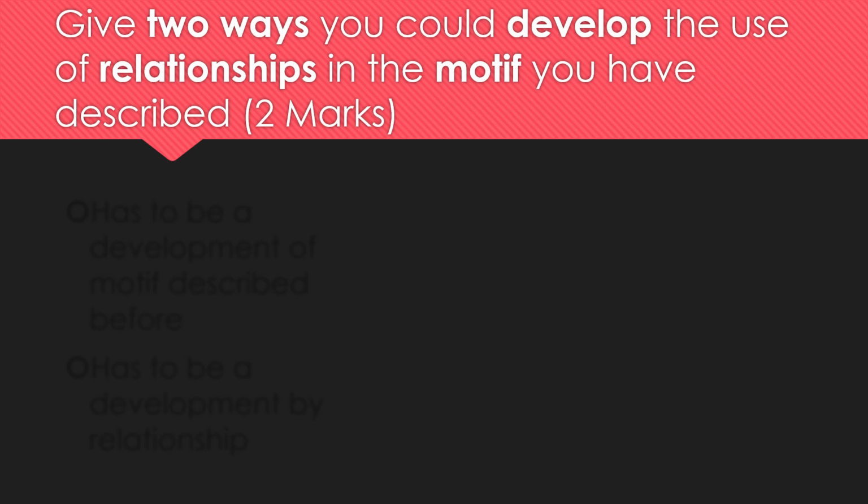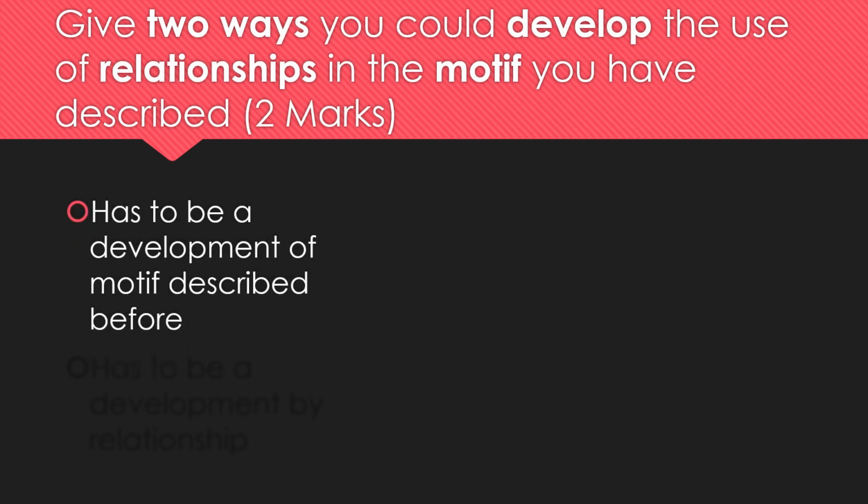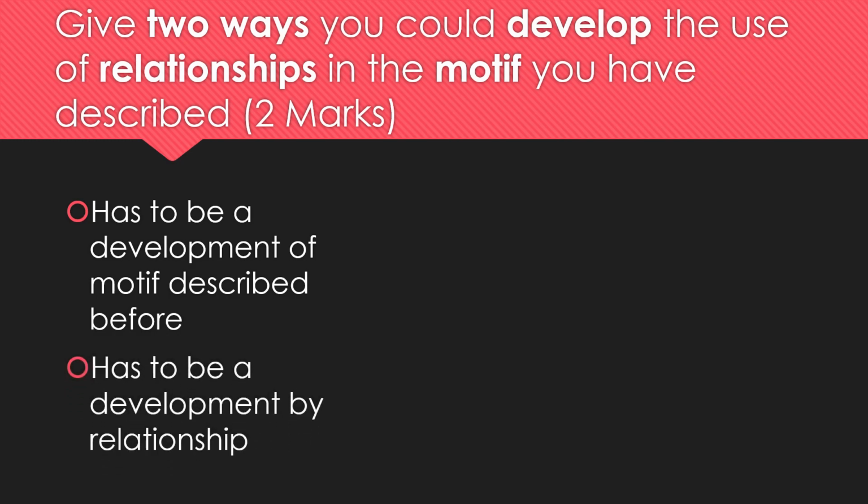Okay, next question. Give 2 ways you could develop the use of relationships in the motif you have described. So very similar to the last question, however, now we've been asked to change and develop the relationships. Because this is 3 dancers, a trio, you can change the relationships within a trio. So, it has to be a development of the motif described before. Again, you cannot now talk about a different movement in your hypothetical dance. It has to be about the movement that you've just said in the last motif question. And it has to be a development by relationships.